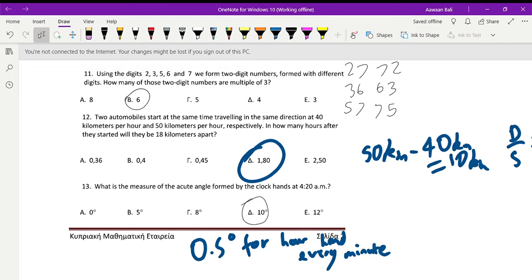Two automobiles start at the same time traveling in the same direction at 40 kilometers per hour and 50 kilometers per hour respectively. How many hours after they start will they be 18 kilometers apart?